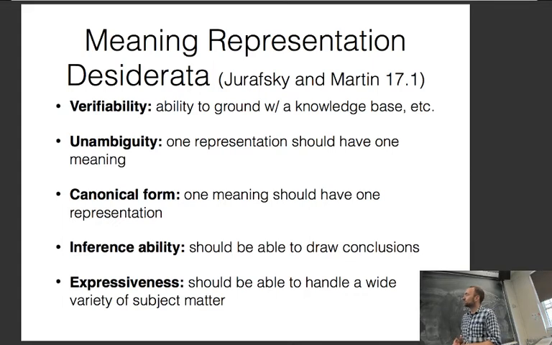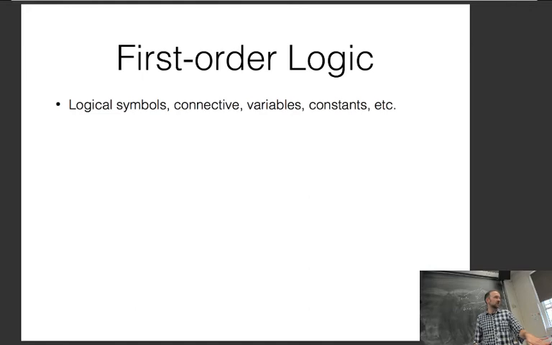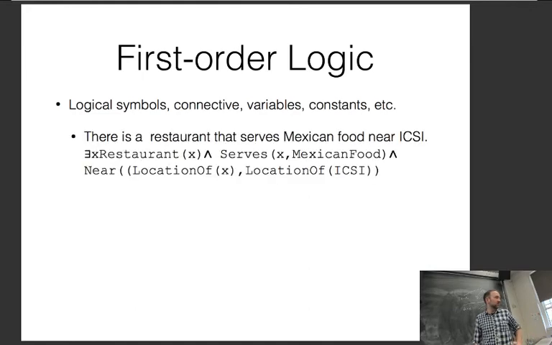So there's no meaning representation that does all of these well. There are meaning representations that try very hard to do this, but in reality, satisfying all of these at once is quite a difficult task, especially the last one. But anyway, one kind of representation that is quite common to use is first order logic. I think most people know something about first order logic, but just in case you haven't heard about it in a while, you have logical symbols, connectives, variables, constants, etc.